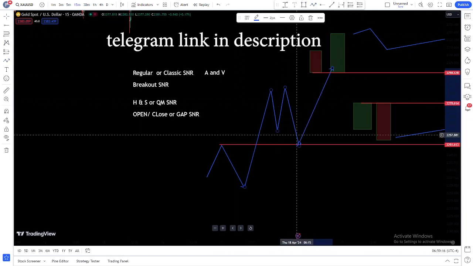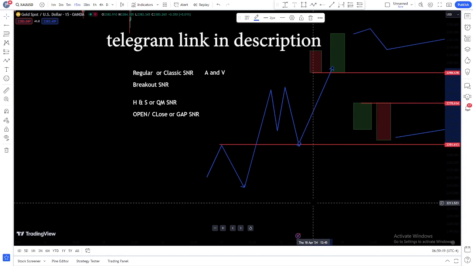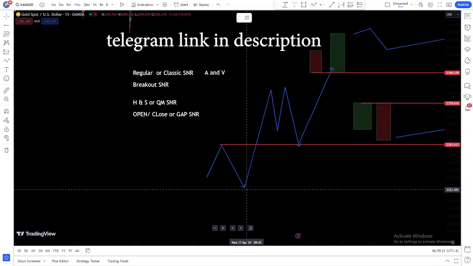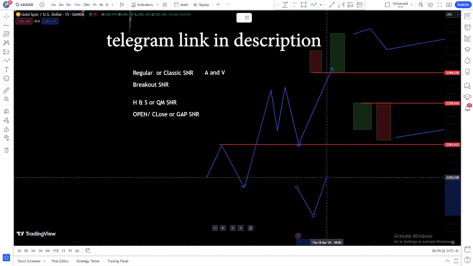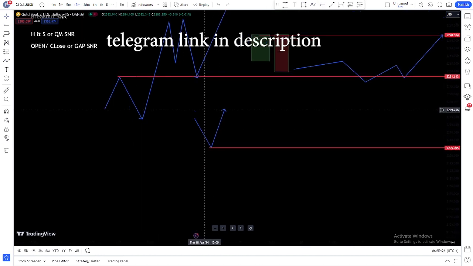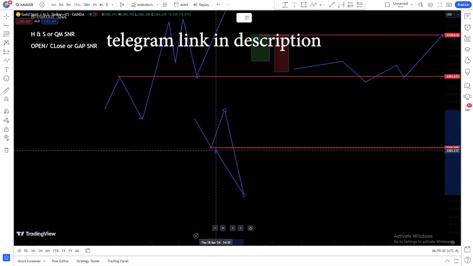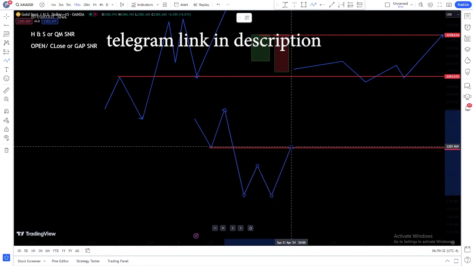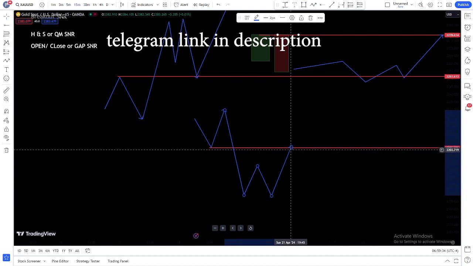Also, sometimes if we have a V shape here, and once this V shape is broken out, like this, this is the breakout of this V shape, and we are going to see sometimes the market will come back to this level, and we are expecting the market coming back to the downside.